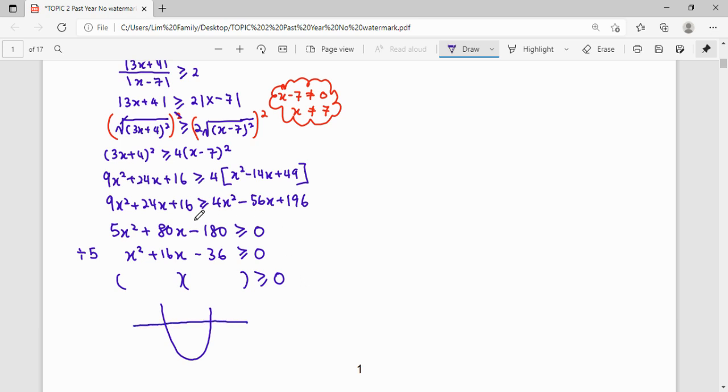Using your calculator where a equals 1, b equals 16, c equals negative 36, you will notice that your calculator will give you two values of x. That will be our roots here. The smaller value of x, which is negative 18, is at the left hand side, and the bigger value of x, 2, is at the right hand side. So these are my roots here. Our factorization here will be x plus 18, and then x minus 2.